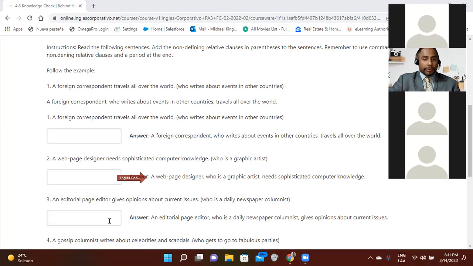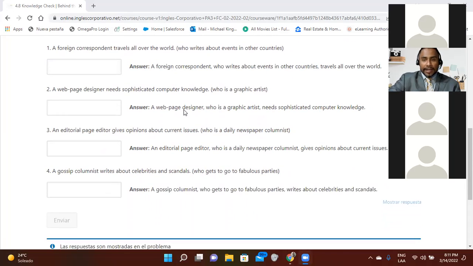Juan Jose, number 3. An editorial page editor who is a daily newspaper columnist gives opinions about current issues. Very good. Issues. Current issues. Okay, excellent. Good job. And the last one, Enrique.